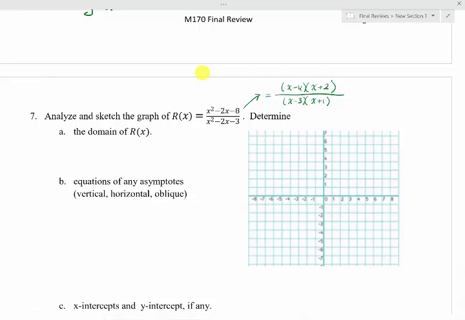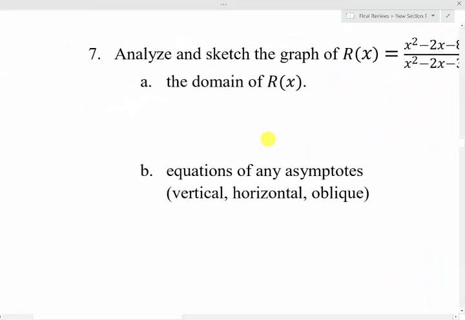So if we remember, we cannot have 0 in the bottom of our fraction, or in the denominator. So what we're going to do is take our denominator and set it not equal to 0, and it'll tell us what we're not allowed to have inside of our domain. So x minus 3 times x plus 1 cannot be equal to 0, or else our function will become undefined.